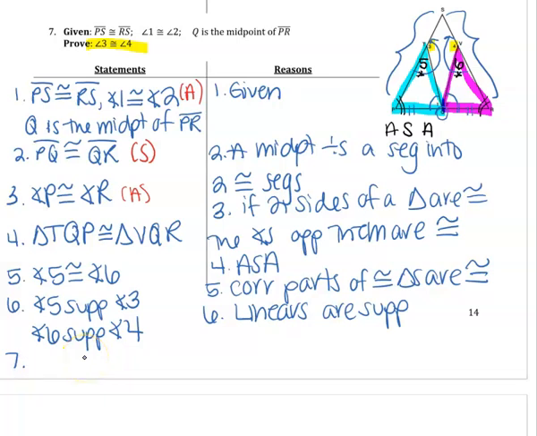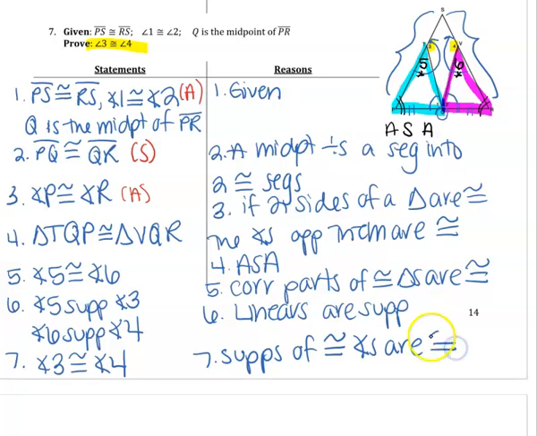Okay, now our last step is that 3 is congruent to 4, and the most popular misconception is by substitution, but substitution is when you have equals plugged in for equals, and that's not what's happening here. I'm not saying 5 is congruent to 3, I'm saying they're supplementary. So my justification is supplements of congruent angles are congruent. And here's why that statement even makes sense.